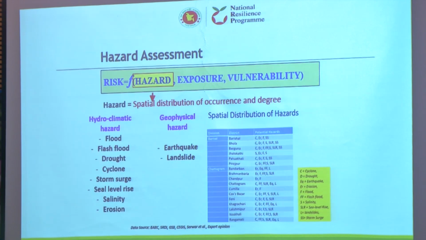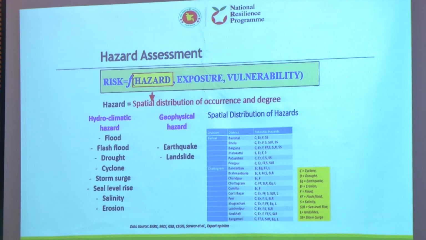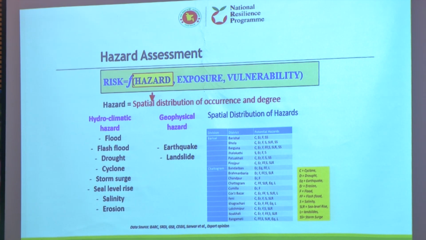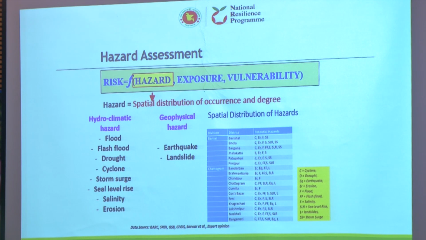Next slide. The hazard. There are 11 hazards. So there are 10 hydrometeorological hazards here, and 2 geophysical hazards. They use mostly literature review and expert judgment to identify which area is mostly affected by the hazards.